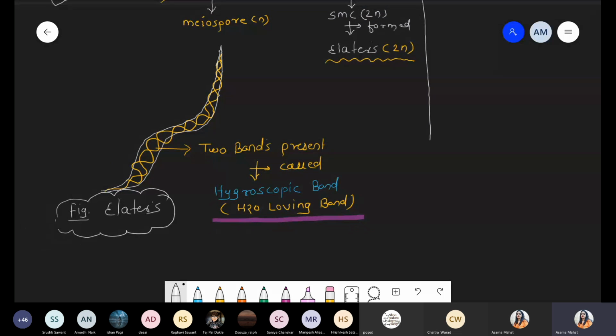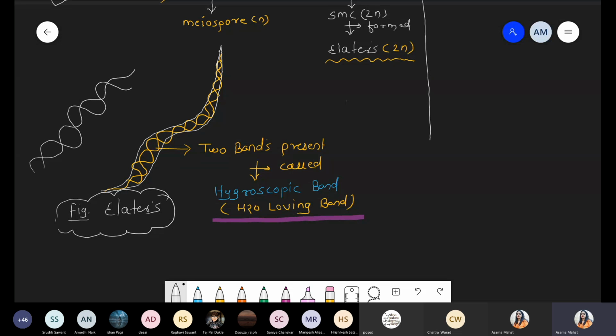Then if your diagram is done, I'll tell you what happened. What is the function of that elaters? Done this part. Yes, ma'am. Yes Amod, what happened? This is one band, this is the other band.